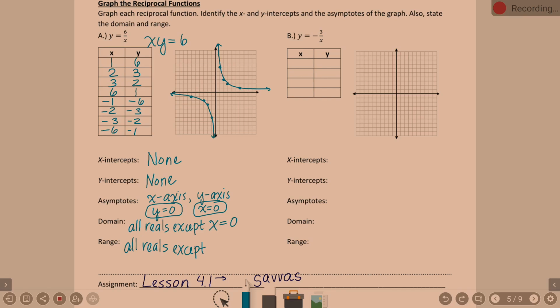One last thing. Folks, this one has a negative. You know what changes? It's going to be in the opposite quadrants. That's what changes with a negative. Other than that, it's pretty much the same. Do the homework. Bring me back questions tomorrow, okay?